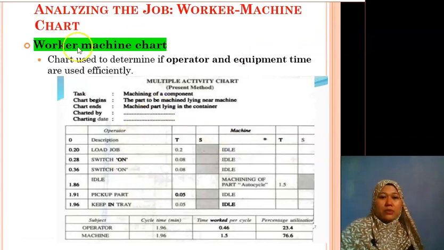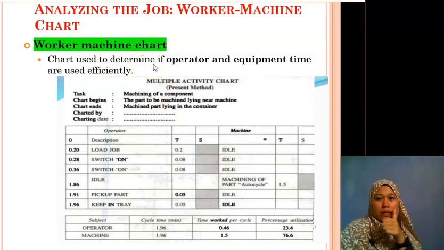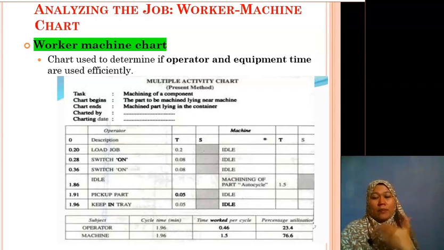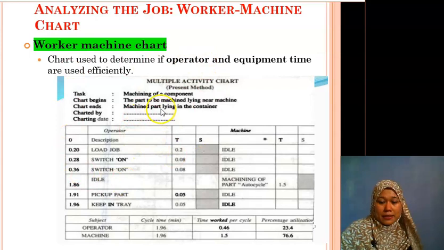Okay, the next one is the workers machine chart. It tells about what? It tells about the relationship between workers, people, and machine: how many percent of the job is done by workers, by people, human, and how many percent of the job the machine is doing. For example, this is the machine part, so it involves the operator. This is the human part, and then there's the machine part.